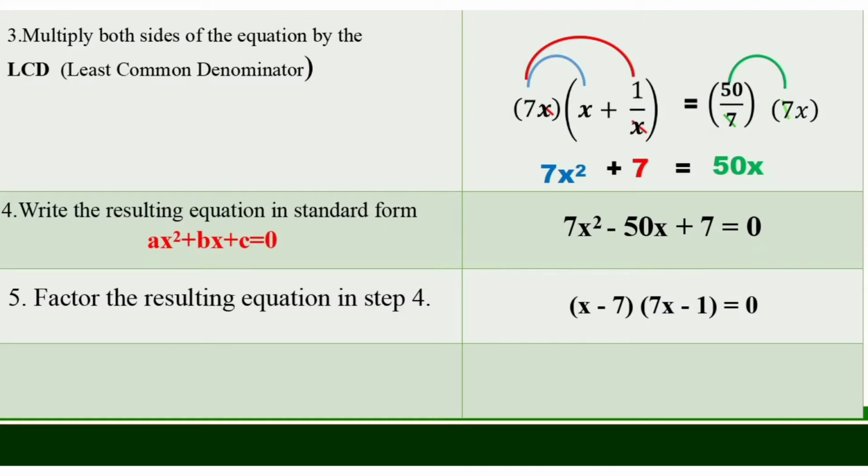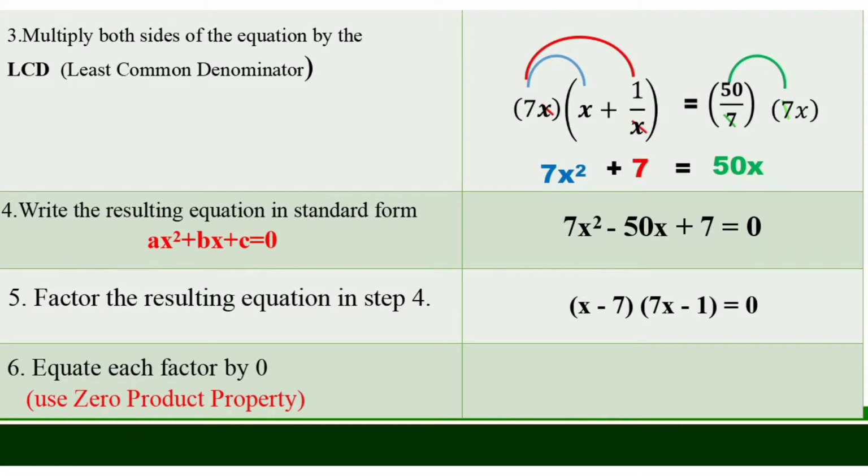Then, let's proceed to step number 6. Equate each factor to 0. Use the zero product property. So, the answers are x minus 7 equals 0 and 7x minus 1 equals 0. Then, step number 7. Solve for x.